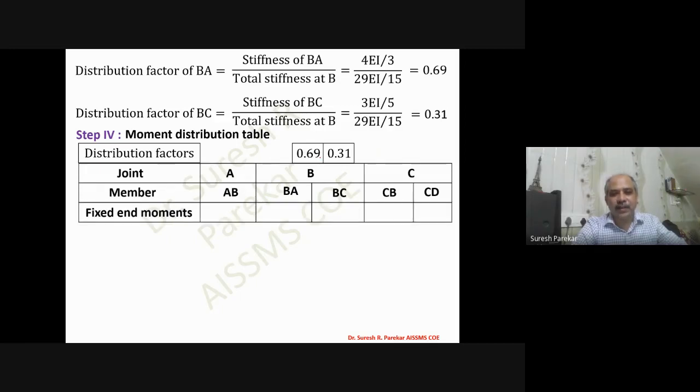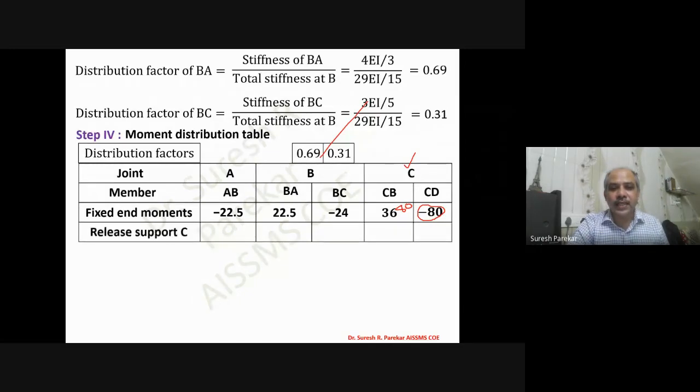Now we have the fixed end moments. So you can see these are the fixed end moments. Now keep in mind joint C. At joint C, we have an overhang. So I have to release for the overhang moment, because I know this moment is final. This is not going to change. So I have to make that moment plus 80, because it is equal in magnitude and opposite in direction. To make it plus 80, I have to release it. So we release support C and add 44, which will make it 80.